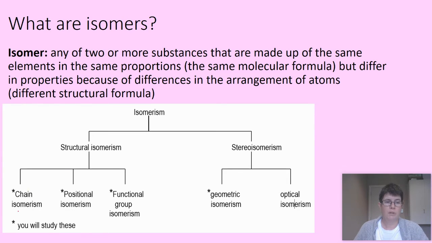So for level 2 chemistry, these are the different kinds of isomers. This video is about structural isomers, and we're going to look at chain isomerism and positional isomerism. Later on in future videos, we're going to look at functional group isomerism and geometric isomerism. That's what you need to know for level 2 chemistry.